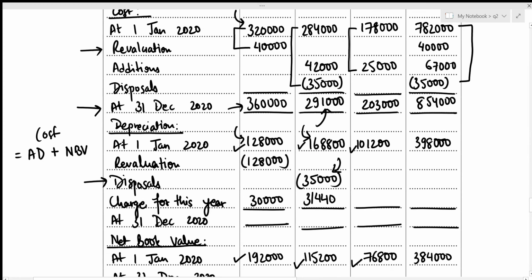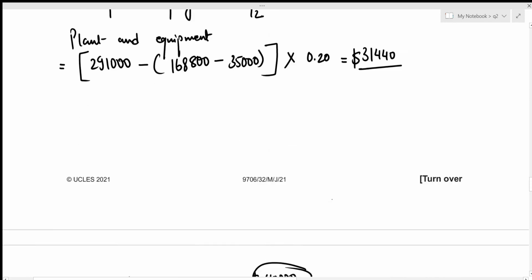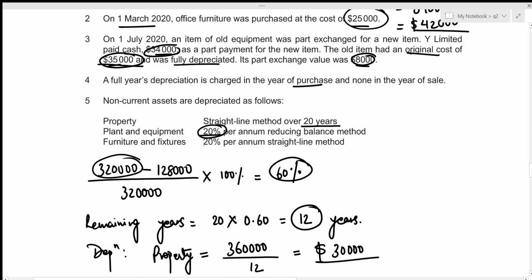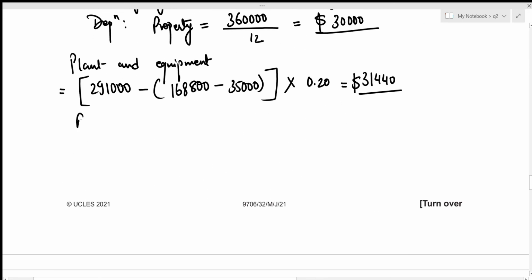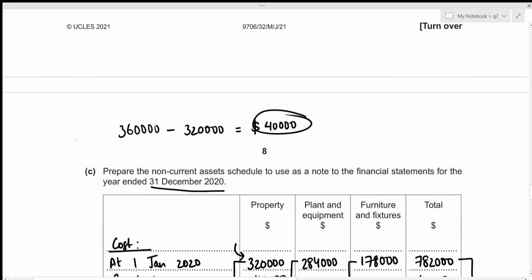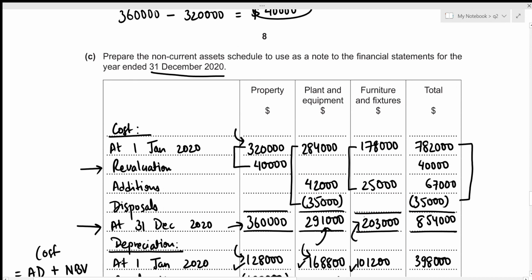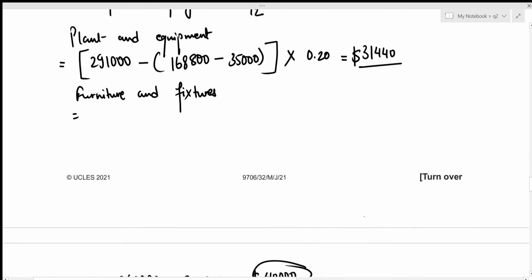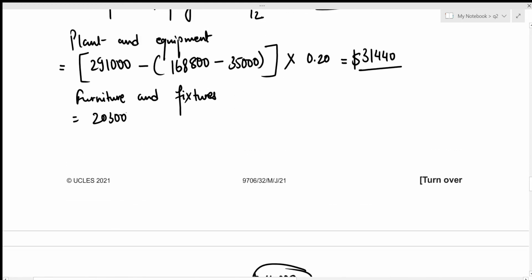That's 31,440. Now we also need to figure out the depreciation for furniture and fixtures, and we are told that it is being depreciated at 20% per annum using straight line method, which means that this depreciation rate is to be charged at its cost, right? And we already figured out the cost. So that's for furniture and fixtures. And the cost at the ending date is 203,000. So we just need to charge our rate to this value. That's 203,000 times 20%. And this gives the annual depreciation on furniture and fixtures to be 40,600. Let's record this.